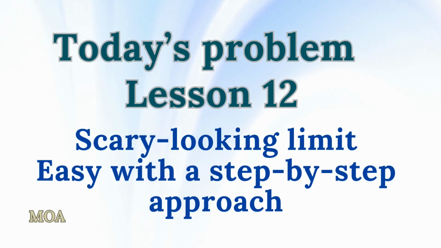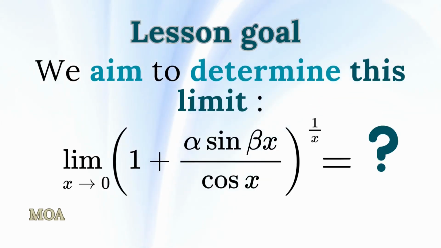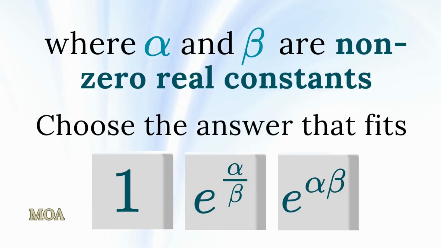In Lesson 12, we discover another scary-looking limit, made easy with a clear step-by-step approach. Our goal is to determine the limit, as x approaches 0, of the following expression: 1 plus alpha times the sine of beta times x divided by cosine x, all raised to the power of 1 over x, where alpha and beta are non-zero real constants. Choose the answer that fits.